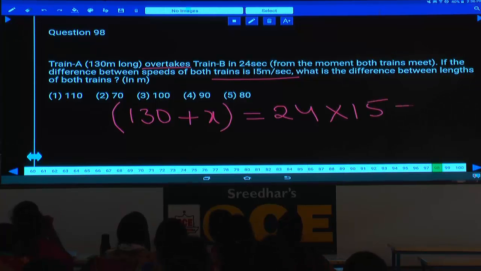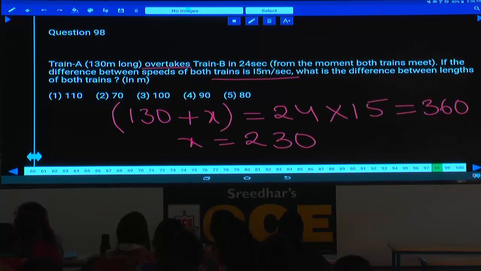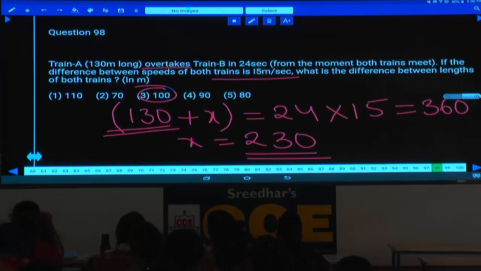24 into 15, 360. 130 plus x is equal to 360, then x is equal to 230. You are asked about the difference of their lengths. 130 and 230 difference. Yes. Your key was given wrong, check it. It is given as some other option, I guess. Yeah, 100 is the right answer.